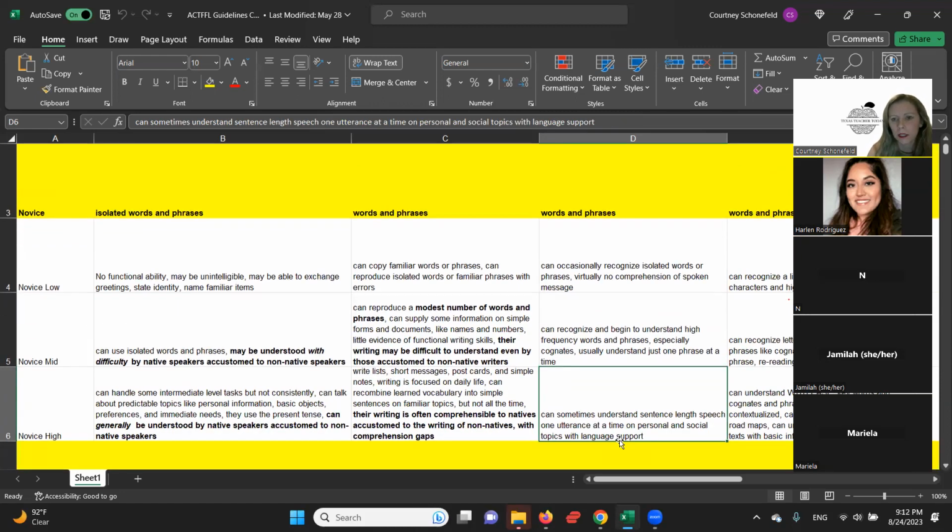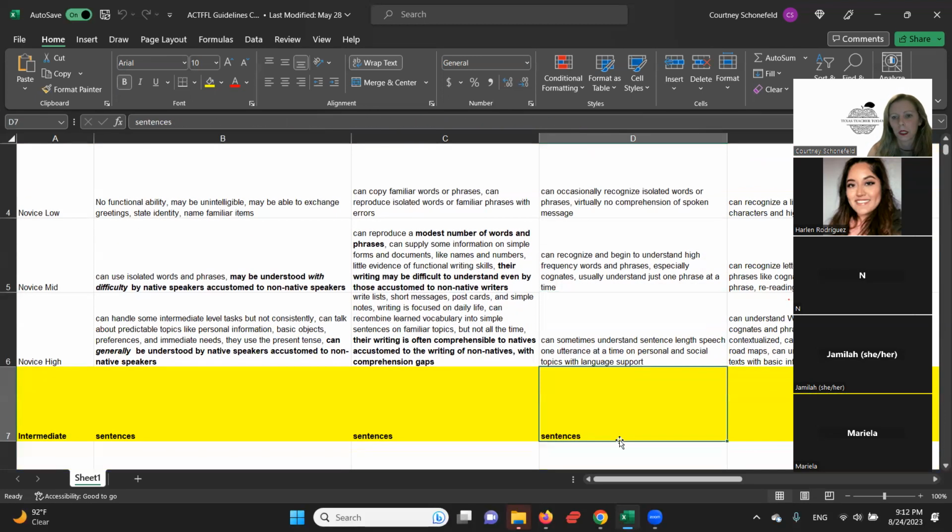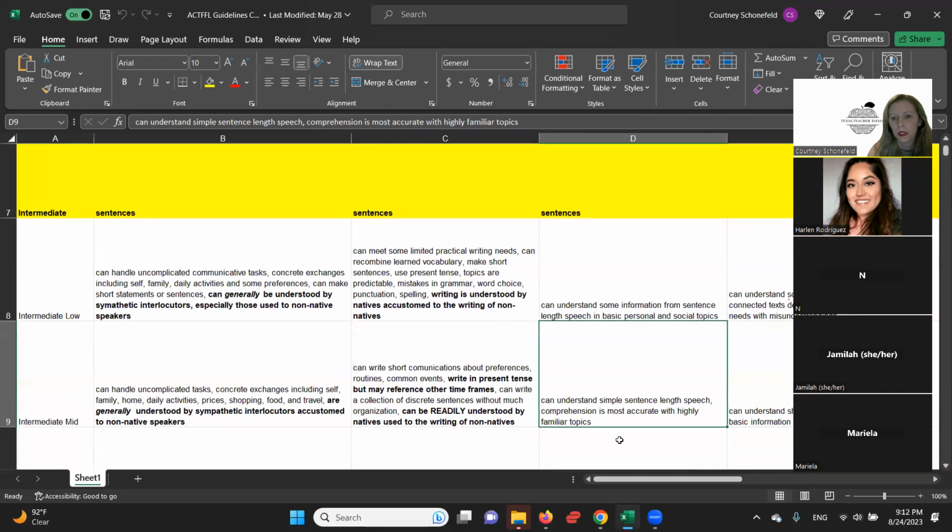At the novice high level, they can sometimes understand sentence-length speech, one utterance at a time, on personal and social topics with language support. So see, because it's at novice high, they're able to do sentence-length speech, understand it sometimes. And then we get to intermediate low, they can understand some information from sentence-length speech and basic personal and social topics. And then intermediate mid can understand simple sentence-length speech.